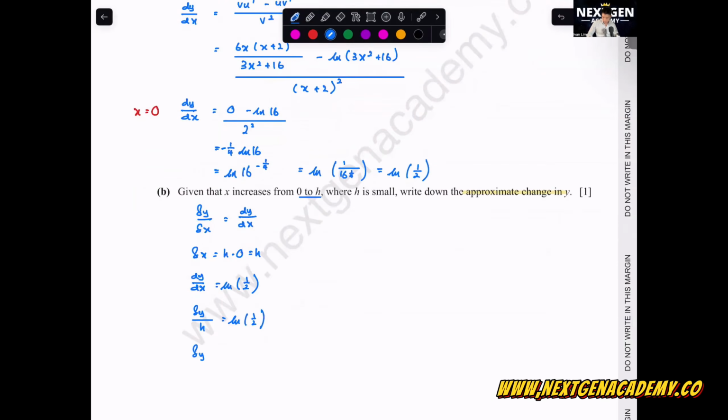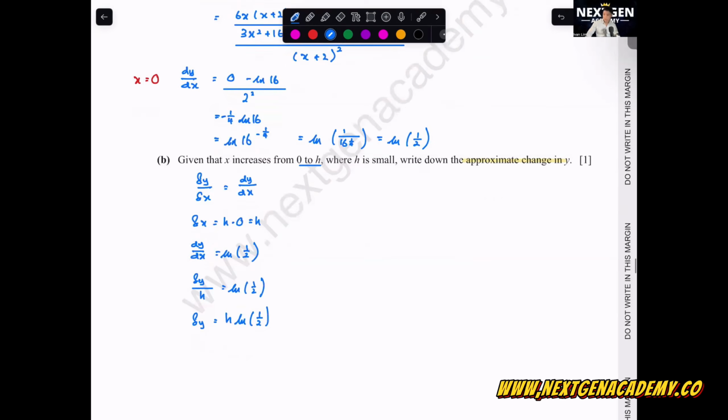Okay, this one you all have to be careful. You cannot write it as ln 1 over 2h. To be safe, you all write like that: h ln 1 over 2. If you happen to write like that, this is wrong. This is wrong. If you put like that, this one still acceptable, but risky.